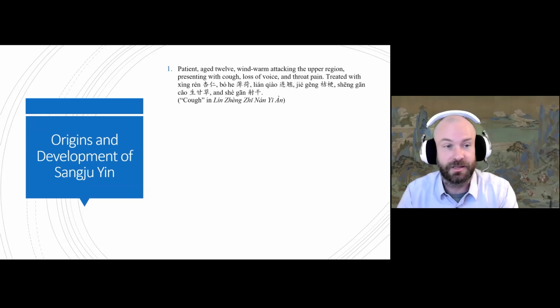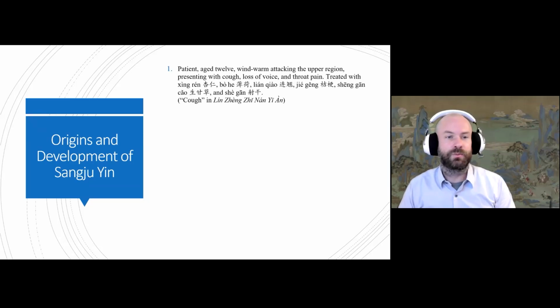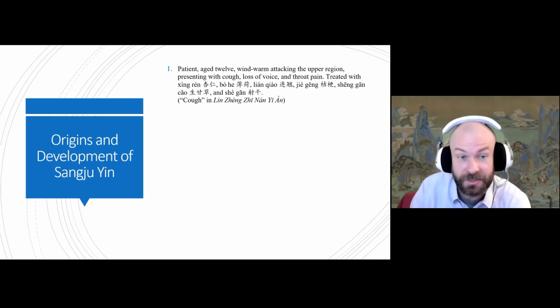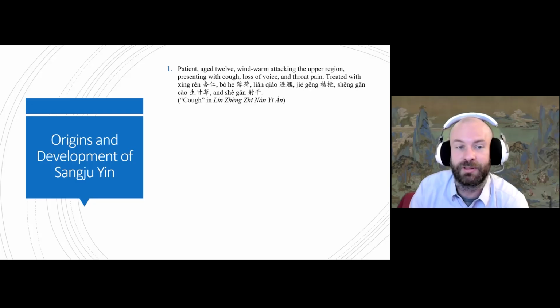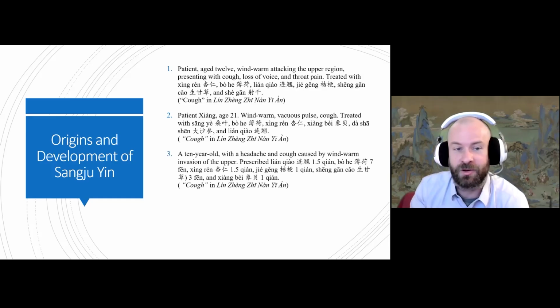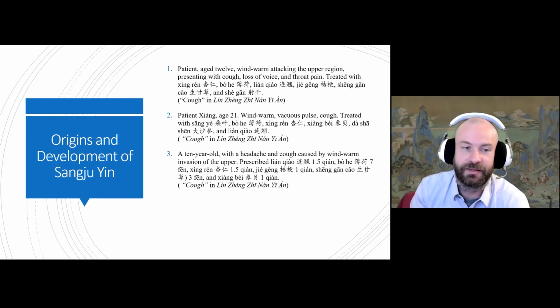Okay, first case, patient aged 12, wind warmth attacking the upper region, presenting with cough, loss of voice, throat pain, treated with Xingren, Bohe, Lianqiao, Jiegeng, Shengancao, and Shegan. Patient Xiang, age 21, wind warmth, vacuous pulse, and cough, treated with Sangye, Bohe, Xingren, Xiangbei, Dasheng, and Lianqiao. A 10-year-old with headache, cough caused by wind warmth invasion of the upper, prescribed Lianqiao, Bohe, Xingren, Jiegeng, Shengancao, and Xiangbei.